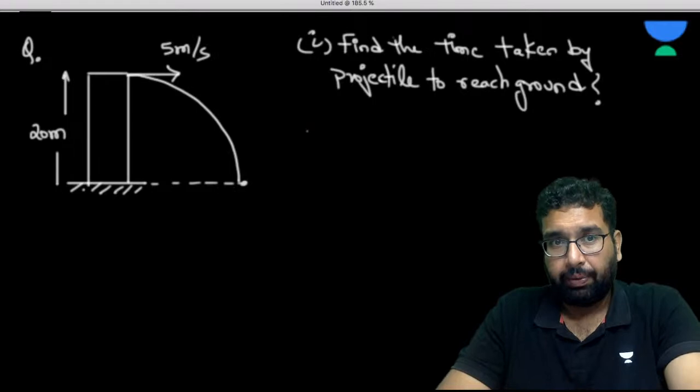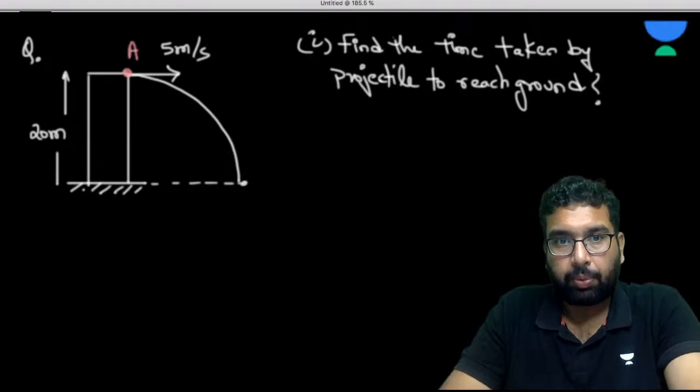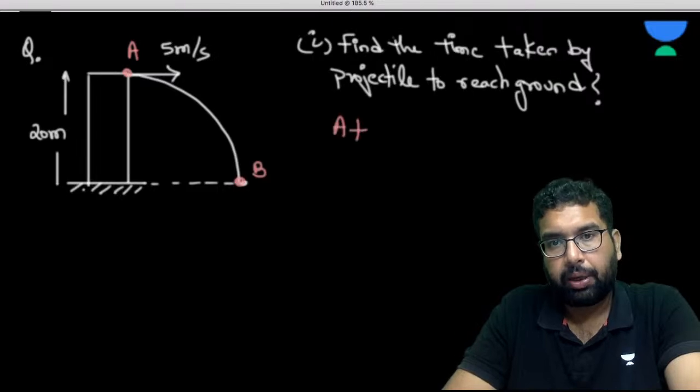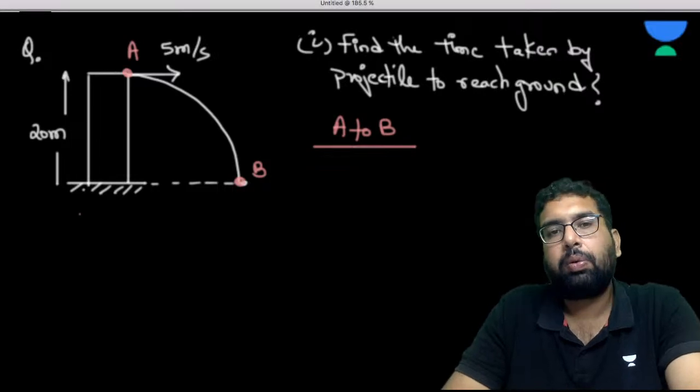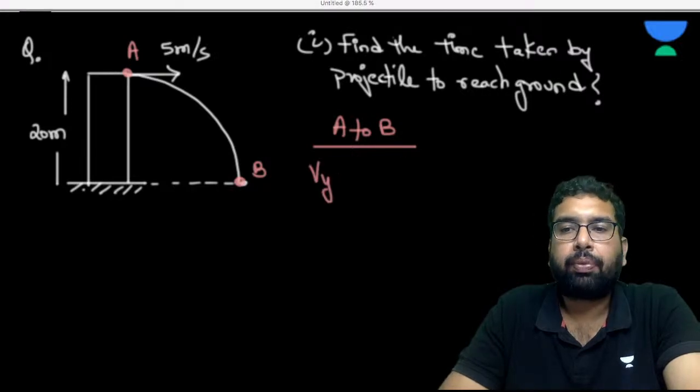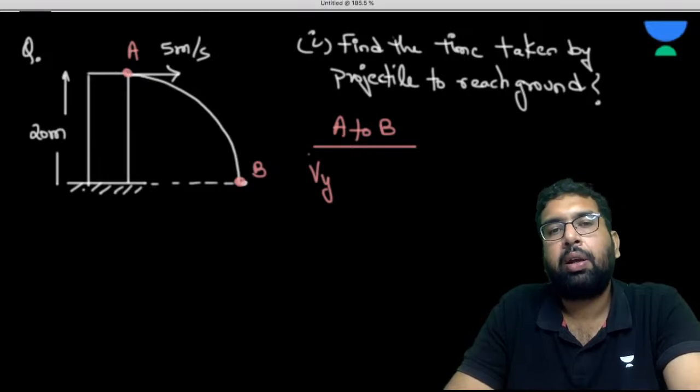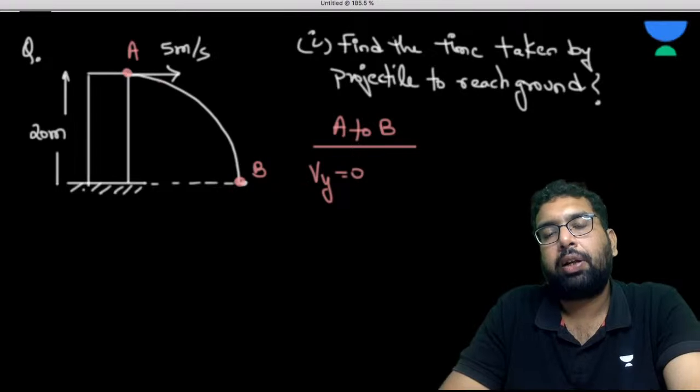So see, let's suppose this is A and this is B. Now from A to B, I'll consider the motion in the y direction. So uy is equal to 0. Initial velocity in the vertical direction is 0.